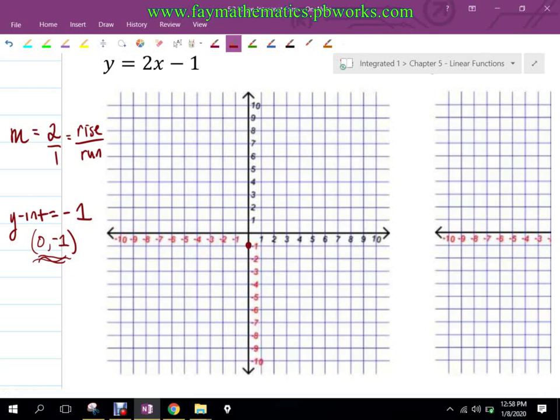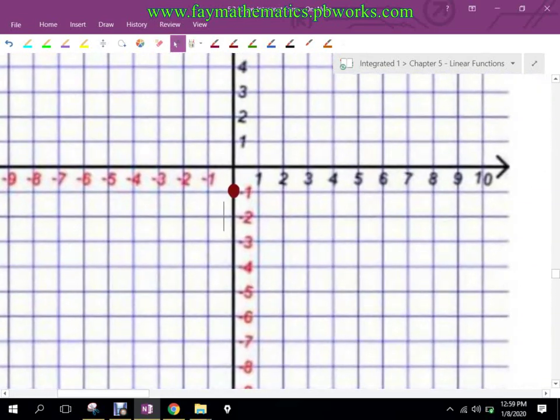Okay. Once I plot that point, I'm now going to grab my slope. Your slope was a rise of 2 and a run of 1, right? So you always go from the last point you just plotted, and you're going to go up 2, you rise 2, and then you run 1. And that gets you a second point. Okay? Now, you don't have to draw those red segments that I put in there, and a lot of times you won't. But I want you to see the up 2 over 1 idea.